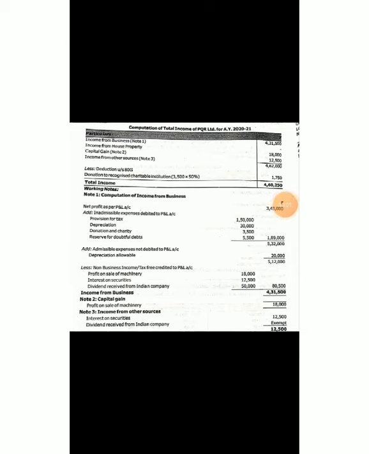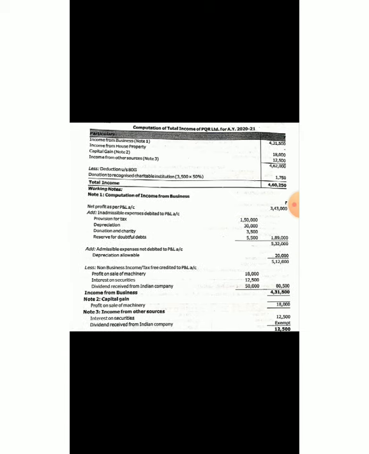First of all, we are going to calculate the income from business under the normal provisions, because here they have not asked under section 115. So this is a normal provision. We are going to consider which expenses are admissible and inadmissible. Inadmissible expenses are going to be added, and the incomes which are tax free should be deducted.